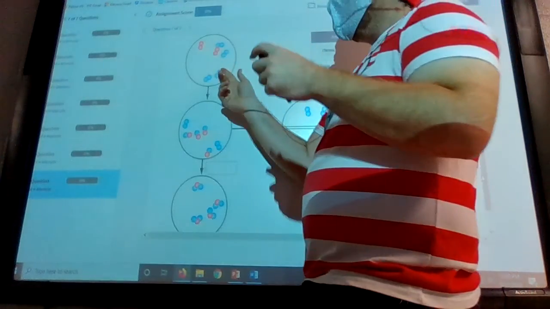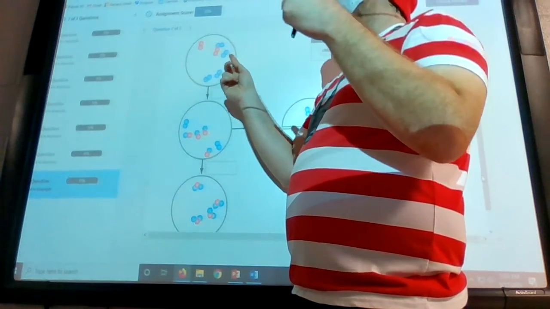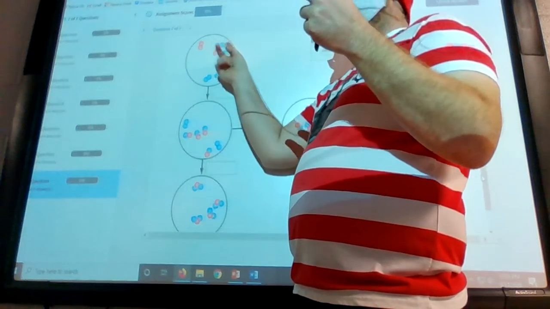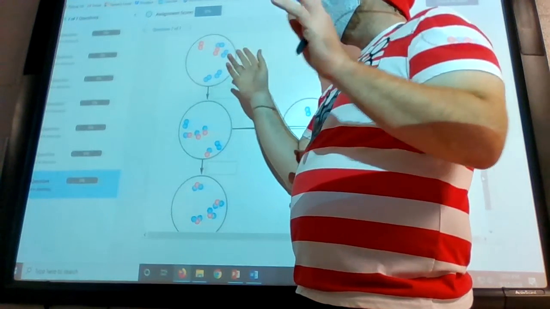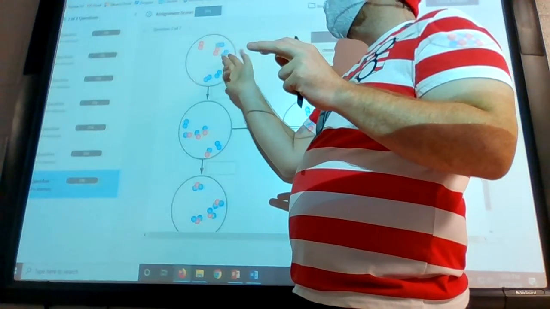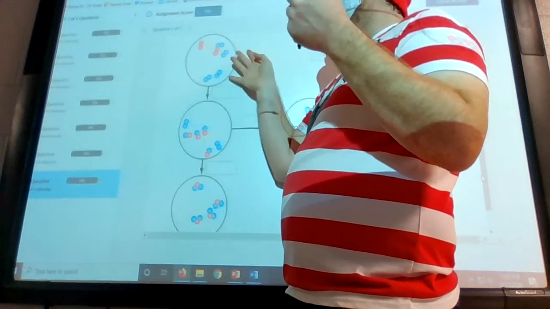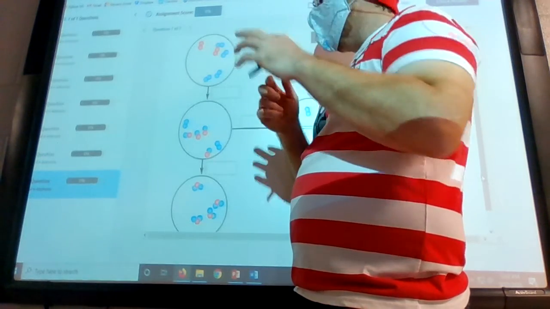So here, in the first box where we're starting off, we have 2 different chemicals. We have red molecules and we have blue molecules, and they are separate. So you have 2 reds here, 2 reds here, and then you have 2 blues, 2 blues, 2 blues, 2 blues. So I have 2 red molecules and 4 double blue molecules.